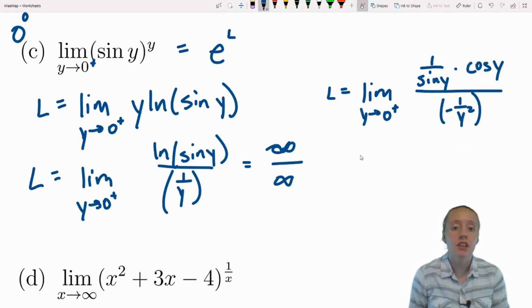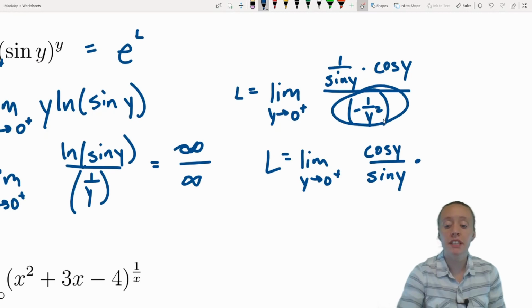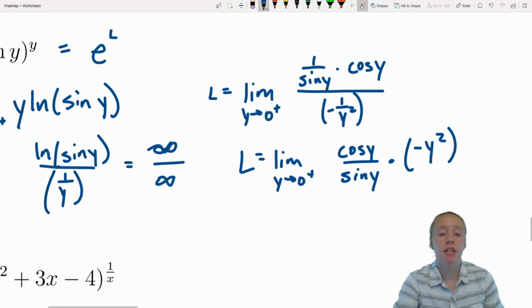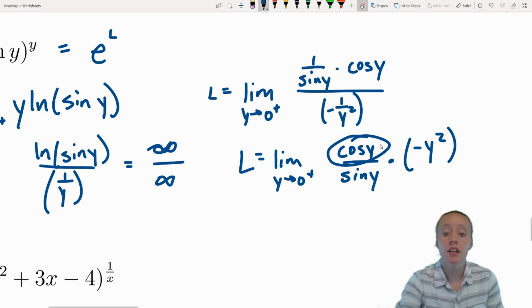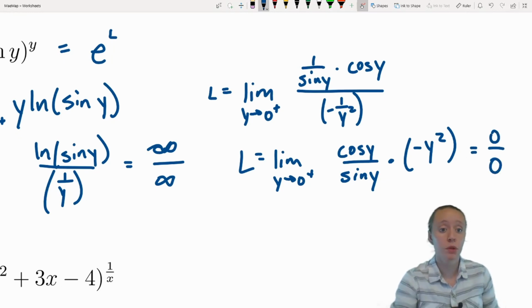So now let's see what happens. L is going to equal the limit as y approaches 0 from the right of cosine of y over sine of y. And then I'm going to multiply by the reciprocal of my denominator in order to move it up into the numerator, and that's multiplied by a negative y squared. So let's think about what's happening. As we approach 0, cosine of 0 is 1, but we still have 0 because negative y squared as y approaches 0 goes to 0. And then sine of y as y approaches 0 goes to 0. So we technically have 0 over 0. So what are we going to have to do?